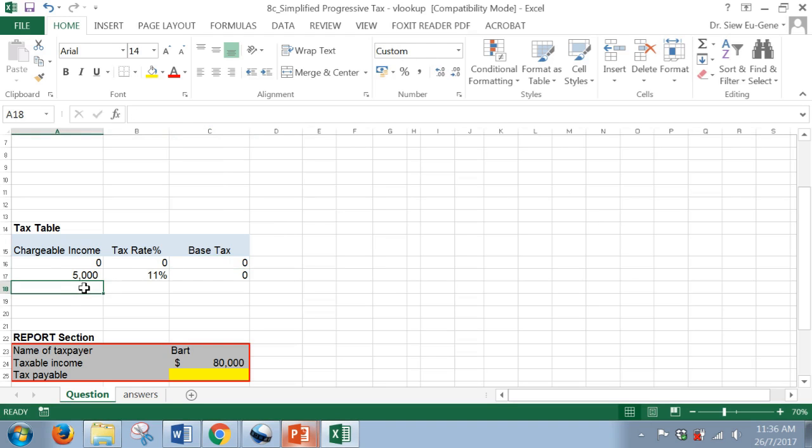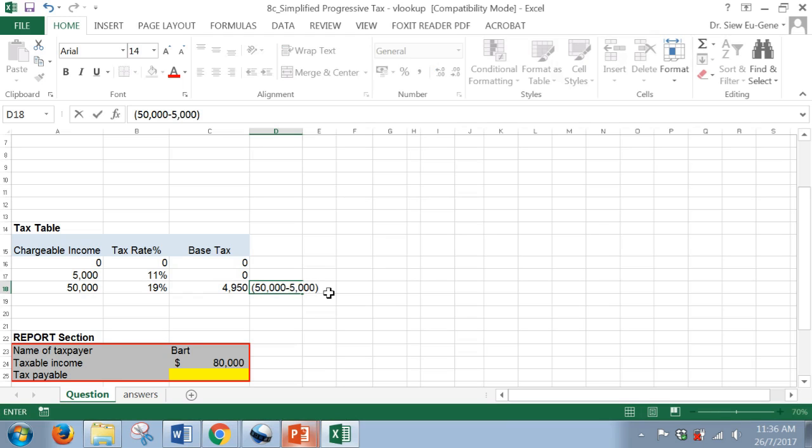The next interval is between 50,001 to 70,000. It is 50,000, all right, remember to minus 1. And the percentage is 19%. The base tax is 4950. How do I get 4950? I get 4950 from 50,000 minus 5,000, multiplied by 11%, and add the previous tax bracket of base tax of 0 amount. So this is the formula for getting the base tax of 4950.